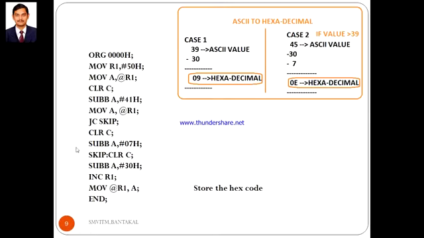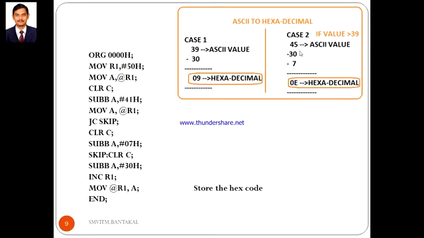So immediately it jumps to here and subtracts only 30. Then I am incrementing the R1 register, which is the destination location for me, and storing the result, which is 09, in the 51H location.